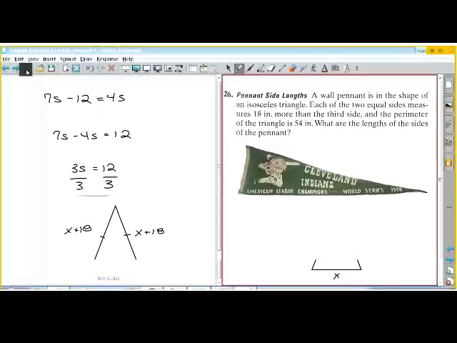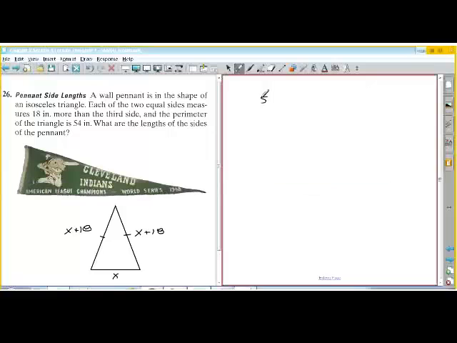What are the lengths of the sides, given the perimeter is 54? So the perimeter of a triangle is just equal to the sum of the three sides of the triangle. So I take these two, the long sides plus the short side.